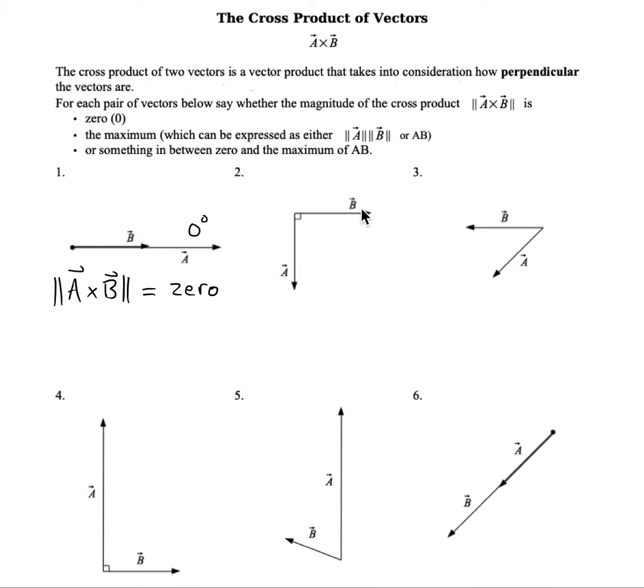But here, where A and B have 90 degrees between them, that's the opposite. The cross product magnitude will be the maximum that it can possibly be. And that is simply the product of the length of A times the length of B.